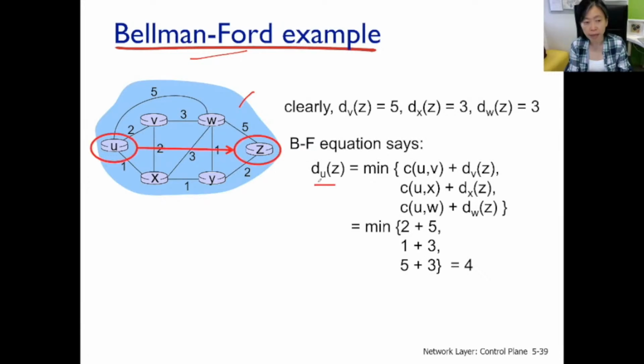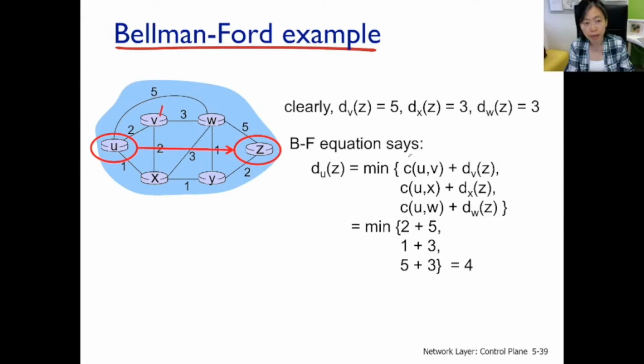Let's calculate the shortest path from U to Z. The first thing to do is to have the neighbors report how they know about the destination. So U's neighbors include V, W, and X. V will need to report the distance from V to Z, and that is the entry here. X will have to report the shortest distance from X to Z. Same for W to report the shortest distance from W to Z. And then we can begin doing the calculation. We'll be going through all three neighbors one by one.